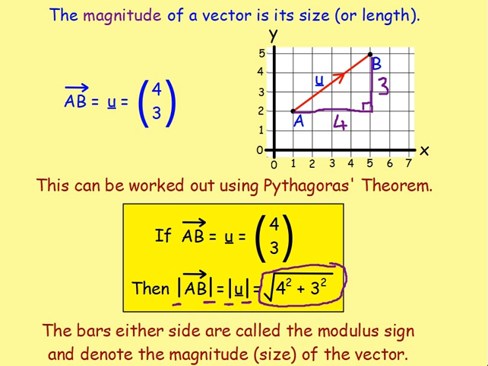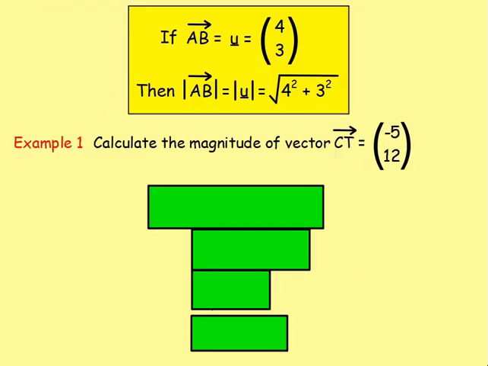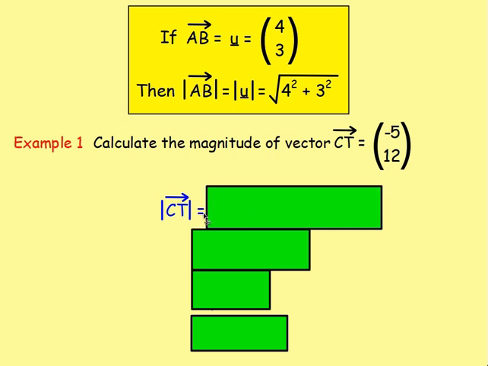Let's try some examples with that. So example 1, calculate the magnitude of vector CT. You can see that CT has the components -5, 12. So, James, how do you go about working out the magnitude? Well, first of all, you would have to write down CT with the modulus sign. Perfectly right, yes, you'd have to write down CT. This is vector CT, and we've got the modulus sign, which means we're going to work out the length of CT. In order to do that, how can we do it, princess?